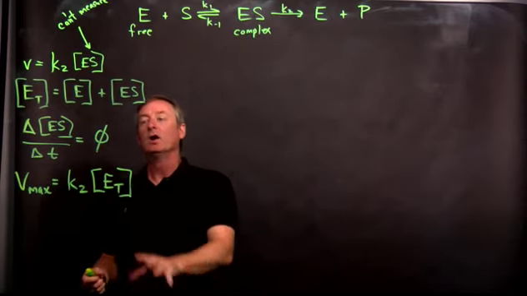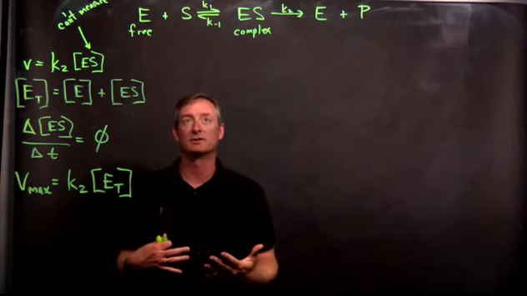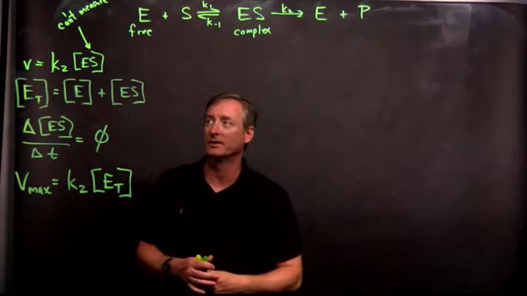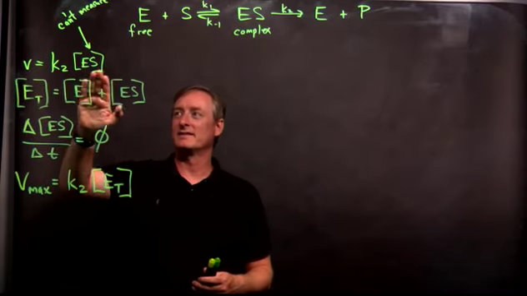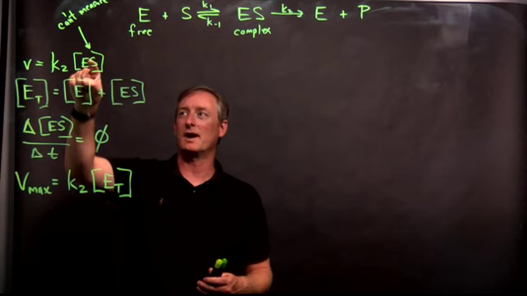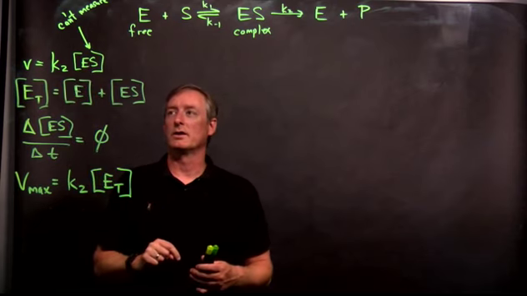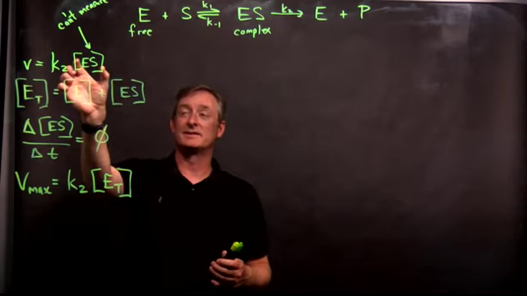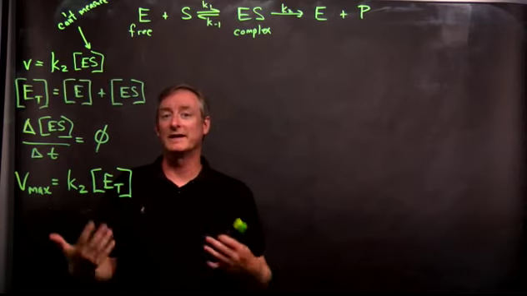Okay. With these assumptions and these equations, we can start to derive the Michaelis-Menten equation. And we're going to really build it on this. Our goal is to take this equation that has this problem with it, something we can't measure, and substitute something in here for the enzyme substrate complex that has things we can measure.